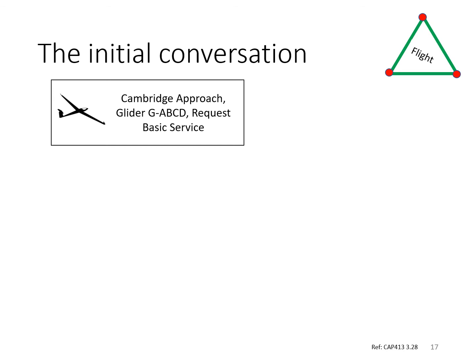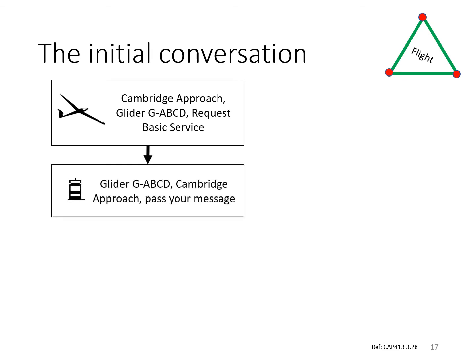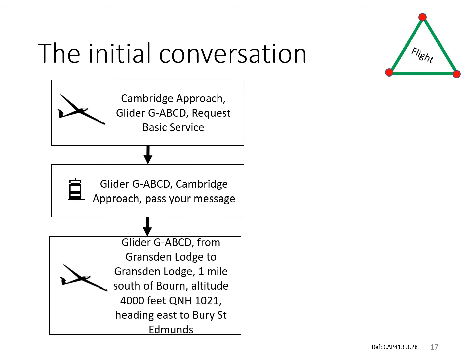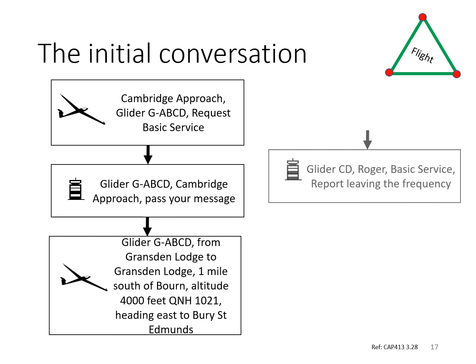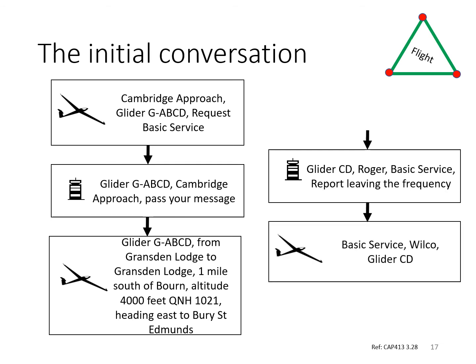Cambridge approach, glider Golf Alpha Bravo Charlie Delta, request basic service. Glider Golf Alpha Bravo Charlie Delta, Cambridge approach. Pass your message. Glider Golf Alpha Bravo Charlie Delta from Gransden Lodge to Gransden Lodge, 1 mile south of Bourn, altitude 4,000 feet, QNH 1021, heading east to Bury St Edmunds. Glider Charlie Delta, Roger. Basic service, report leaving the frequency. Basic service, Wilco, glider Charlie Delta.